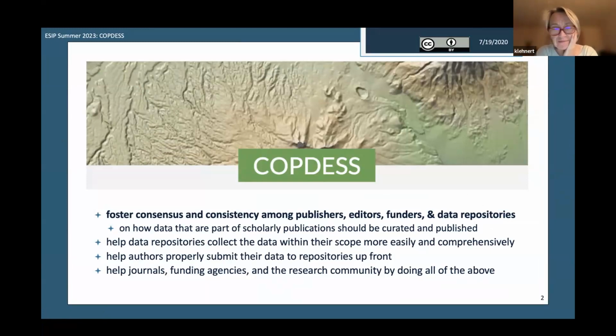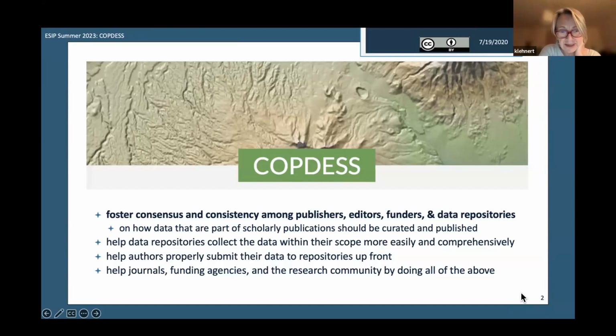Okay. I don't want to hold up the meeting for long. Just for those who may not know, the origin of COPT was a workshop held in 2015 at AGU that brought together funders, publishers, repositories and some other stakeholders across societies who are publishers as well. About 80 people came together and decided to continue holding events that would provide a forum for discussion among all these groups. The intention of the meetings was to build more consensus and consistent procedures among publishers, editors, funders, and data repositories with respect to the data from scholarly publications.